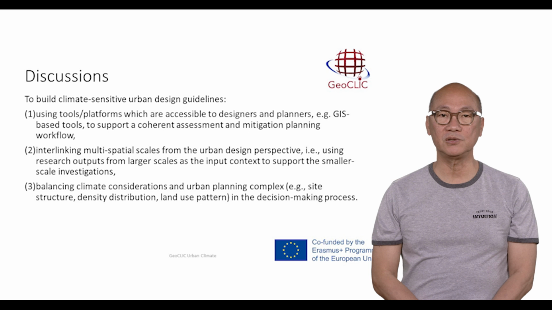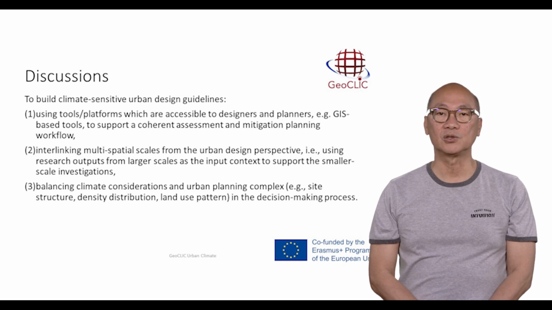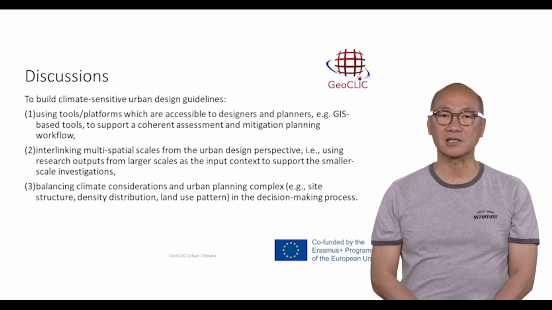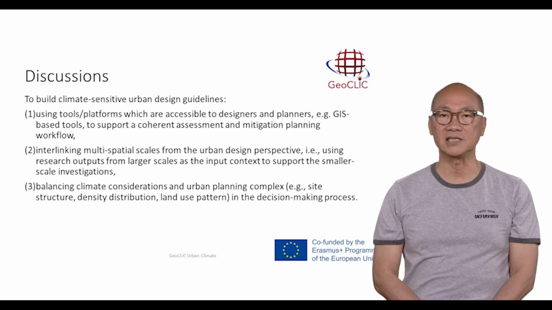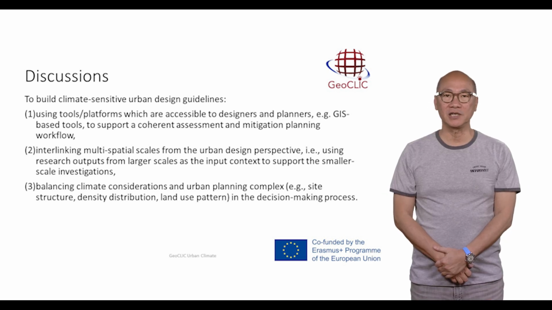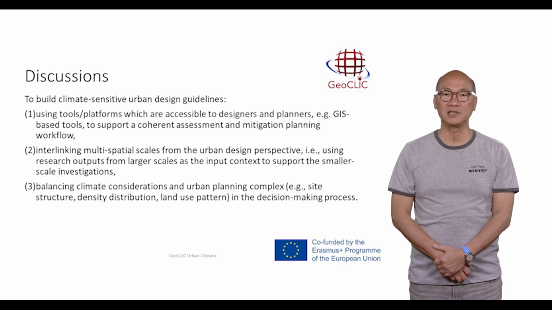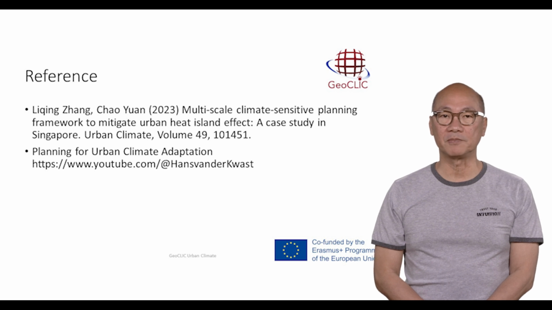In this talk, we use a research paper of Zhang and Yun to illustrate how geoinformation technologies can be applied in climate-sensitive urban design. First, a GIS-based platform is used to integrate meteorological and morphology data. The platform allows manipulation of inputs from multi-spatial scales for urban design purposes. Different scenarios of planning complex, such as site structure, density distribution, and land use pattern, can be proposed for climate-adapted solutions. Here is the reference of Zhang and Yun's paper.